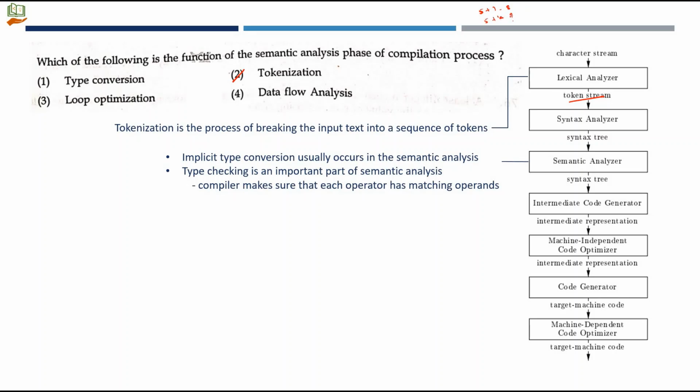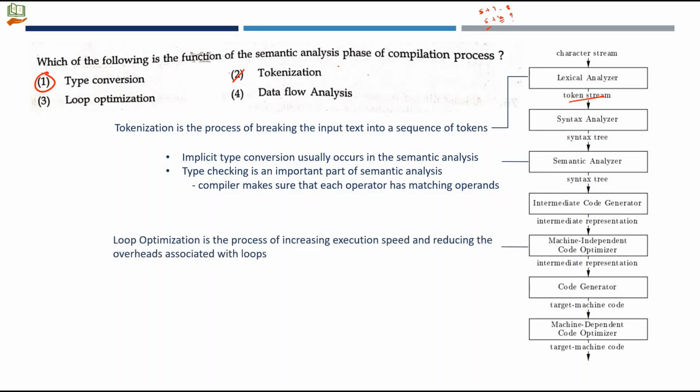Here the compiler will give some kind of error stating that the operator plus doesn't have proper operands. So here 5, int is fine, but this is not fine. So type conversion, type checking, everything is a part of semantic analysis phase. Option number 1 will be the right answer. What about the other two options?